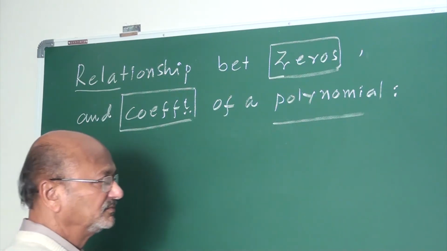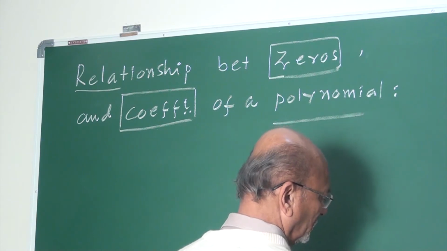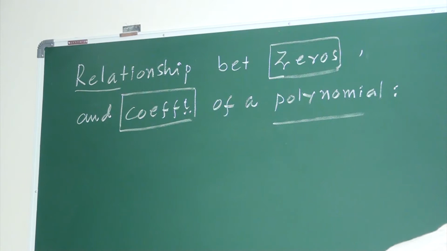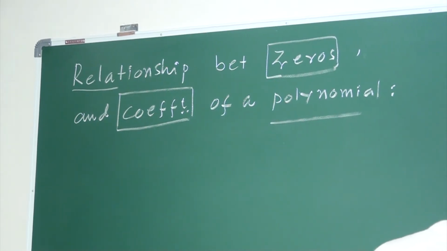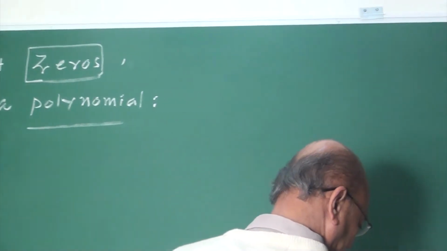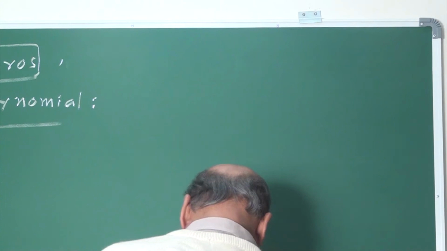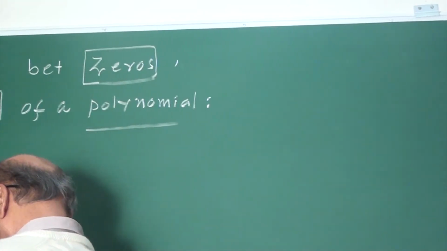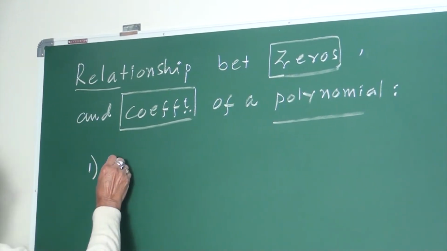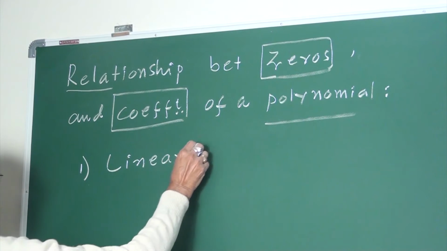Yes, my friends. Once again, we have to take them one by one. Who is the first friend? Linear polynomial. Linear, you know the form. That friend should come immediately in front. Yes, first, in the case of a linear polynomial.